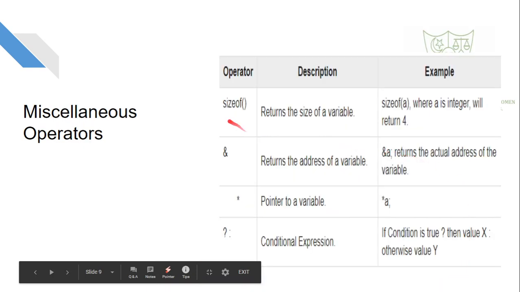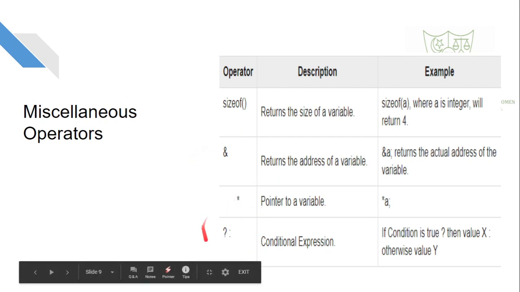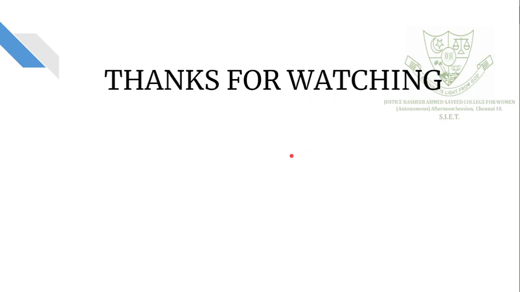And then some miscellaneous operators are there, which are sizeof, pointer star, and question mark. The question mark comes in the conditional operator. Sizeof and star come, and this address-of operator ampersand comes in the memory access of the variables and the constants. So I hope you understood the concept of these operators in this class, and thanks for watching.